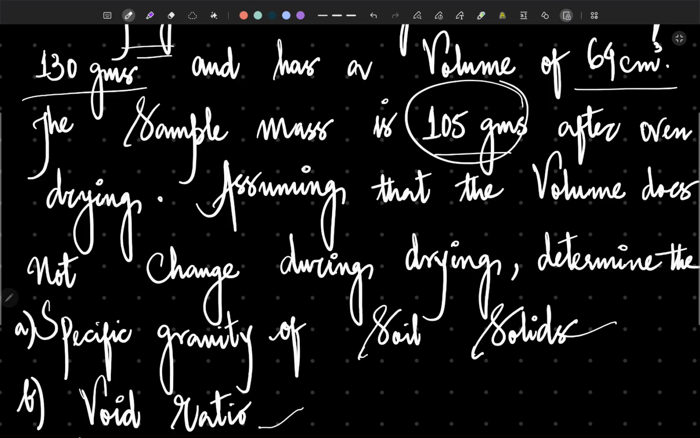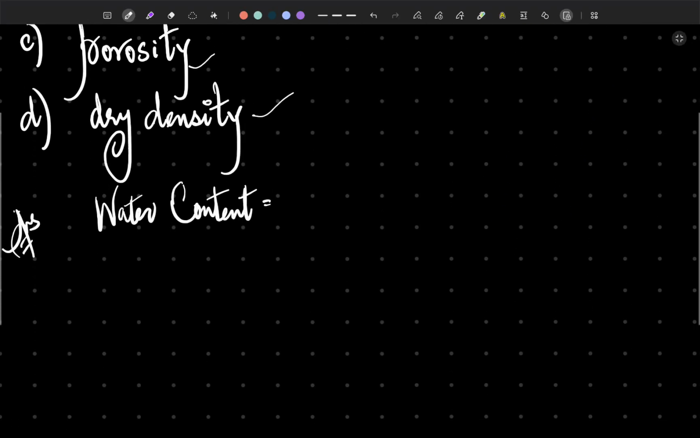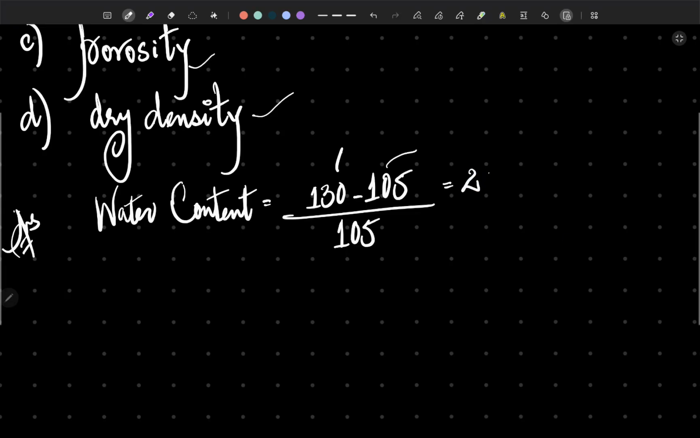Water content will be 130 minus 105 divided by 105 grams. 130 minus 105. This was the mass in wet or moist state. This was the mass after it was dried in an oven. We'll be finding the water content first. So water content is how much? By calculations, it's 23.80%.